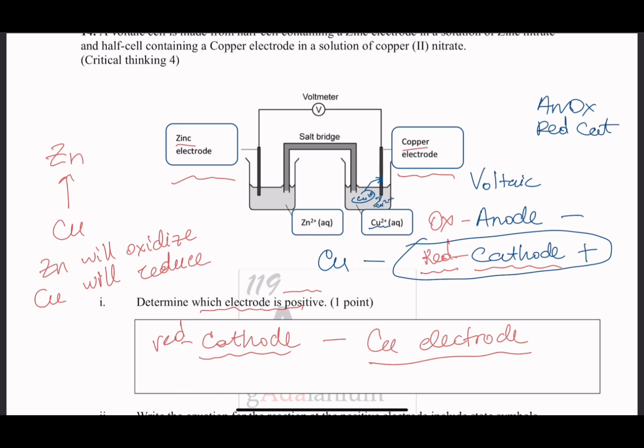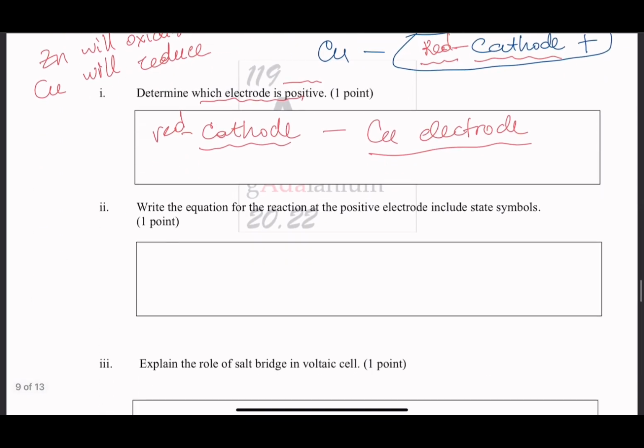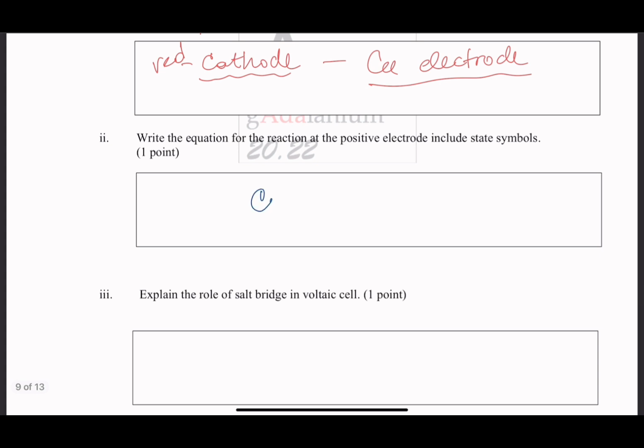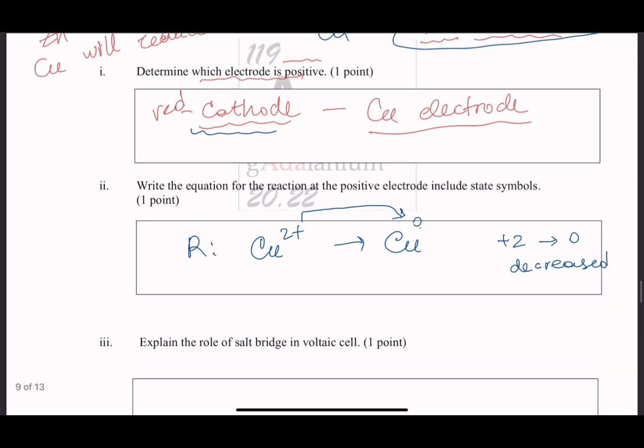Copper +2 is dissolved inside the solution. So the reduction reaction is copper +2 goes to copper. As you see, copper is 0 here. My oxidation number went from +2 to 0, so my number decreased or dropped down. That's why this is a reduction reaction, and reduction happens at the cathode.